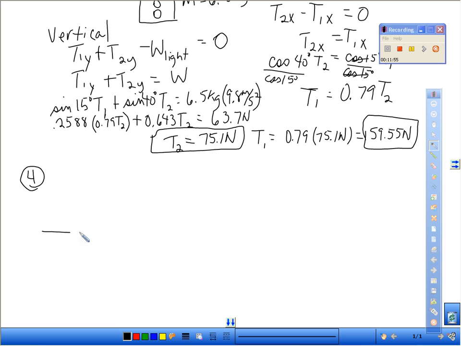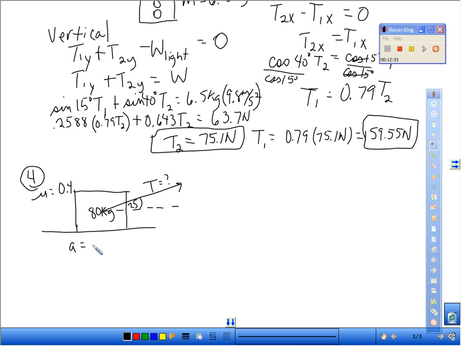Number 4 is a box resting on the floor. It has a mass of 80 kilograms. There's a rope attached. It's pulling in that direction. We're going to figure out the tension. And we know that our rope makes an angle of 25 degrees with the horizontal. We know that mu is 0.1. Actually, I lied. Mu is 0.4. And we want to know the tension in the rope, and we're going to say that the acceleration of the system is 0.